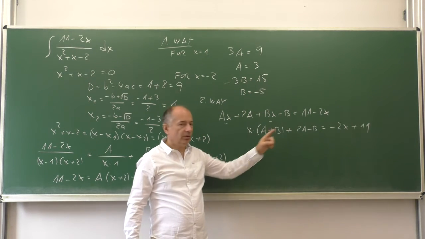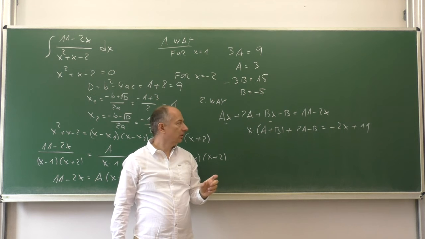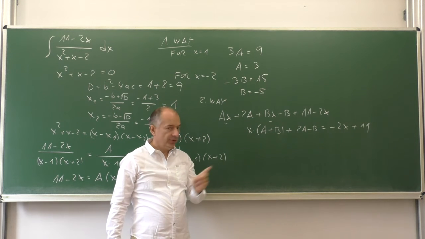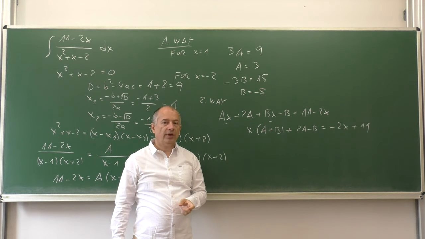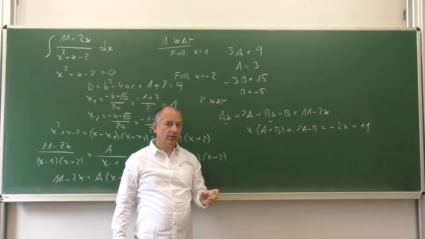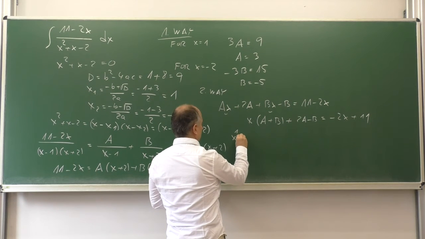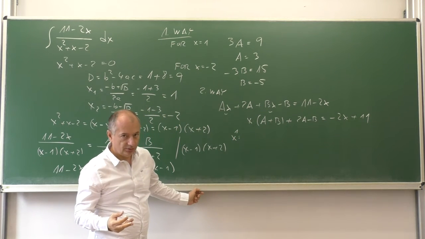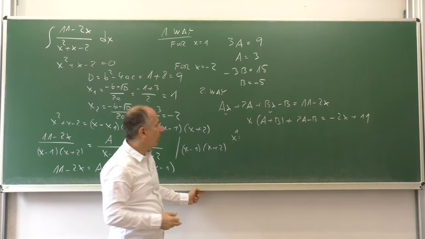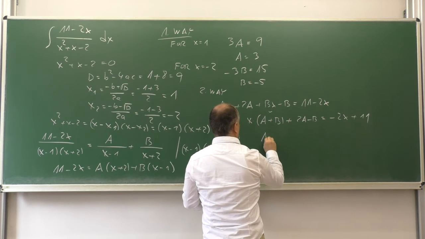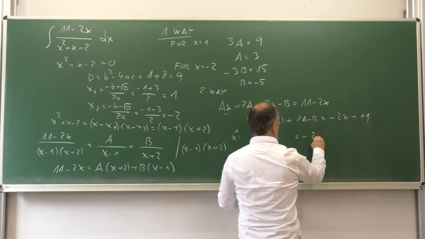And this is an equation between two polynomials. Two polynomials are equal if the coefficients at particular powers of x on the left and on the right agree. So if we compare the coefficients at x to 1, then on the left we have a plus b, and on the right we have minus 2.